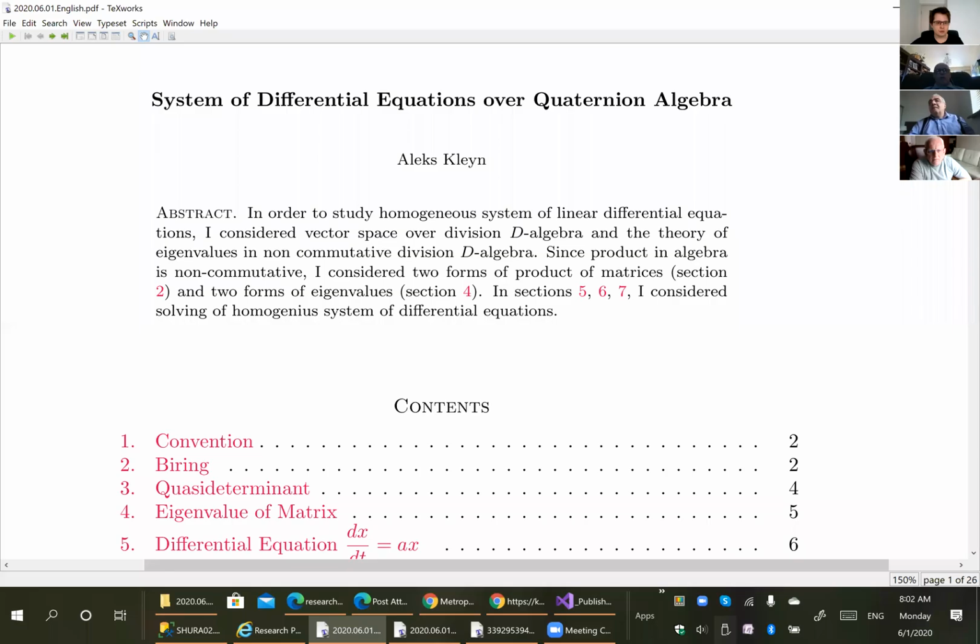Eigenvalues in non-commutative division algebra. Since the product in the algebra is non-commutative, I consider two forms of product of matrices and two forms of eigenvalues. Then I consider solving of a homogeneous system of differential equations.